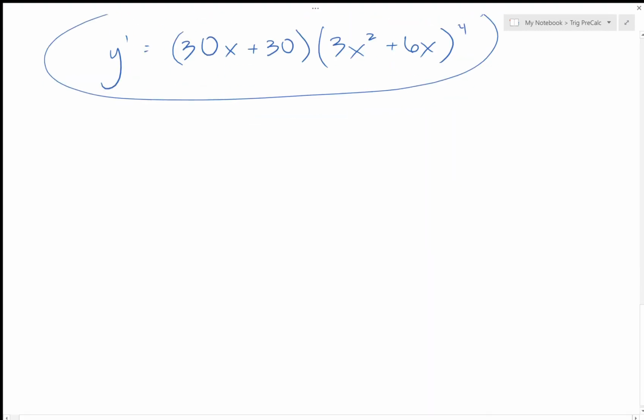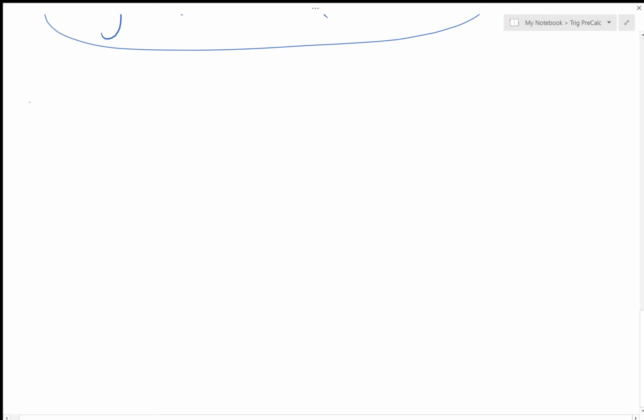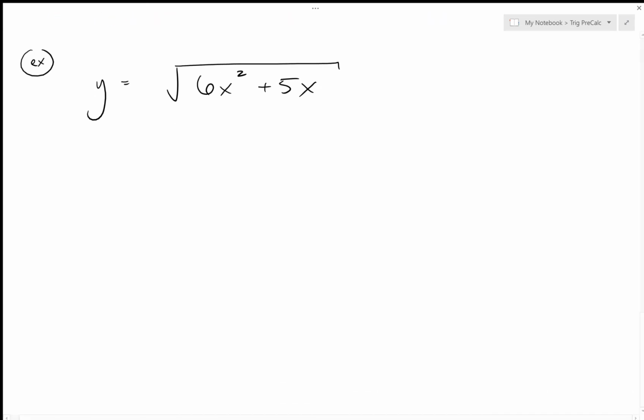All right, so it's basically derivative of the outside, or derivative of the whole thing, keep the inside. Multiply it by the derivative of the inside. So this time, let's find the derivative of square root 6x squared plus 5x. Everything's inside that square root.